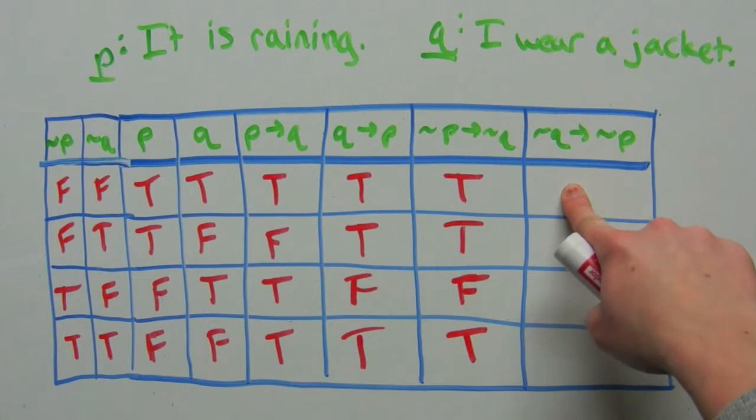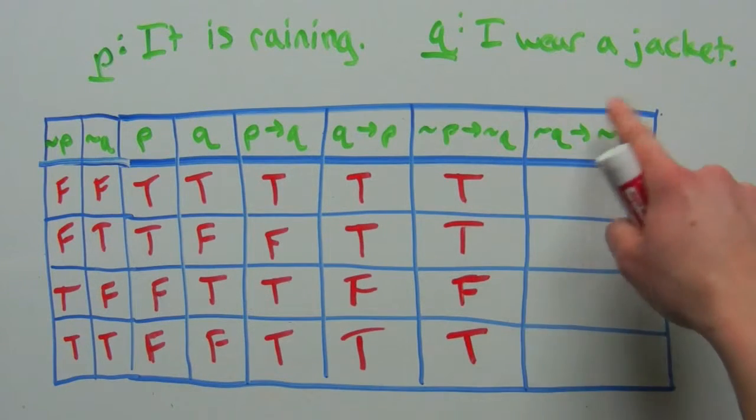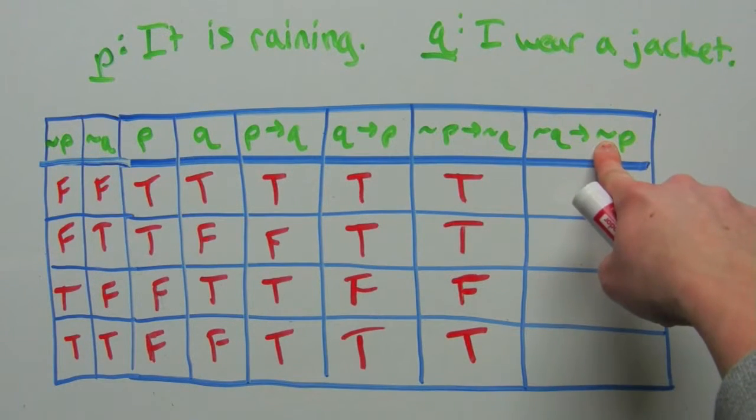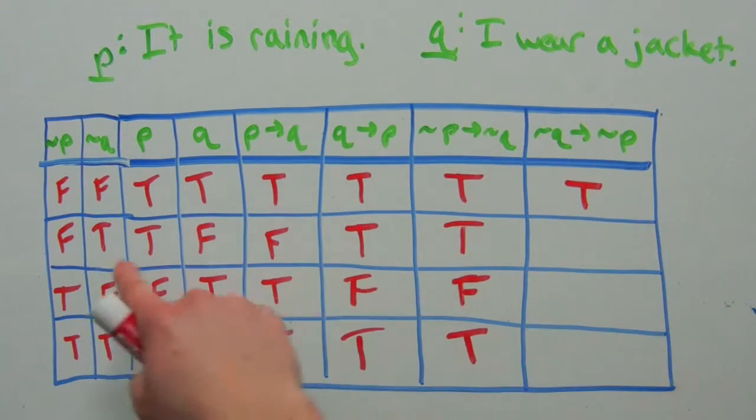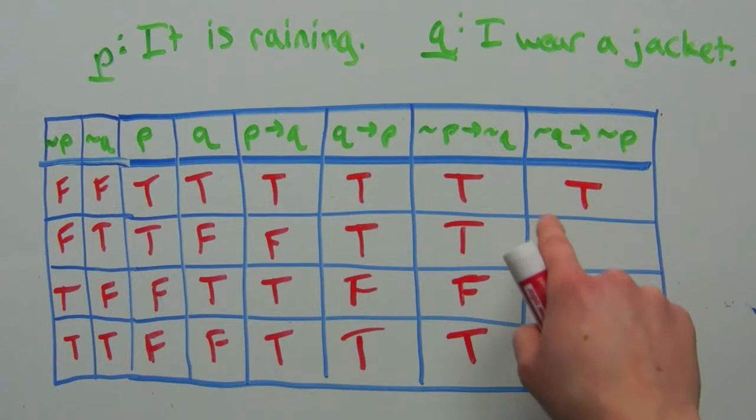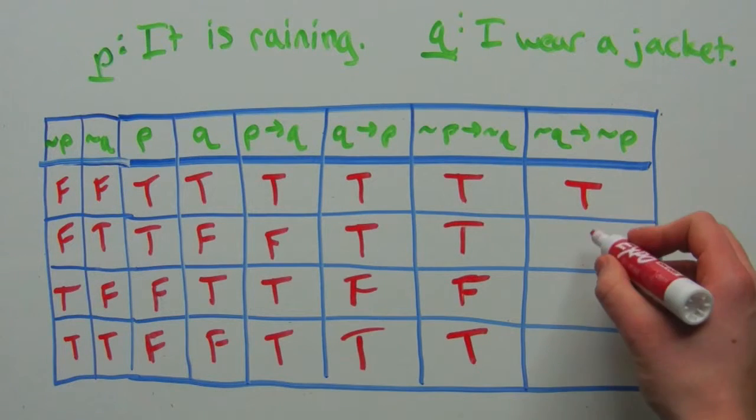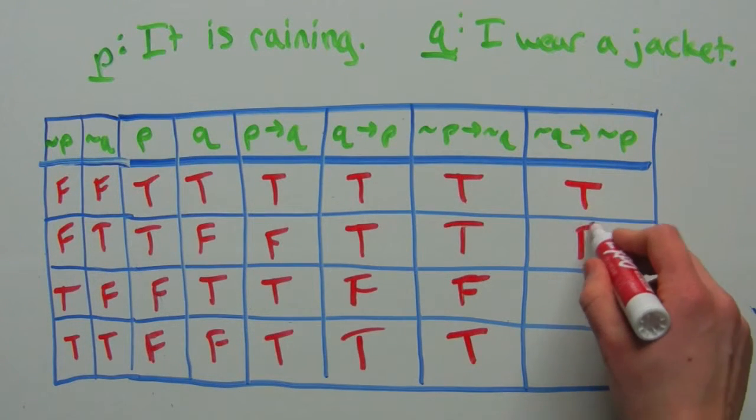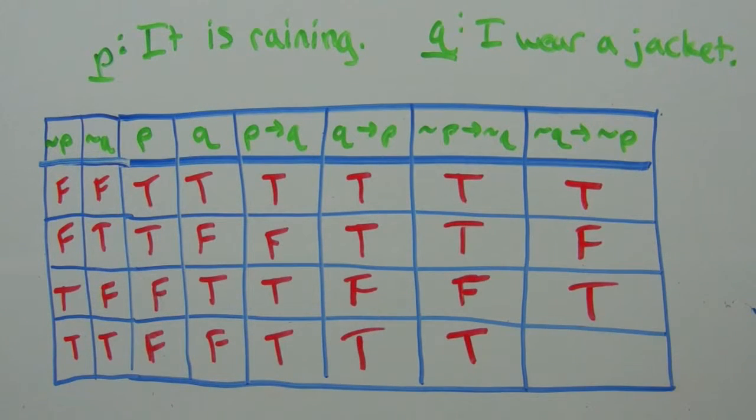Now we're going to go to not Q implying not P. So not Q will be our new hypothesis and not P will be our new conclusion. So for the first one we have false implying false. The next one we have true implying false. You cannot have a true statement imply a false statement. Therefore, this is false. Then we have false implying true and true implying true.